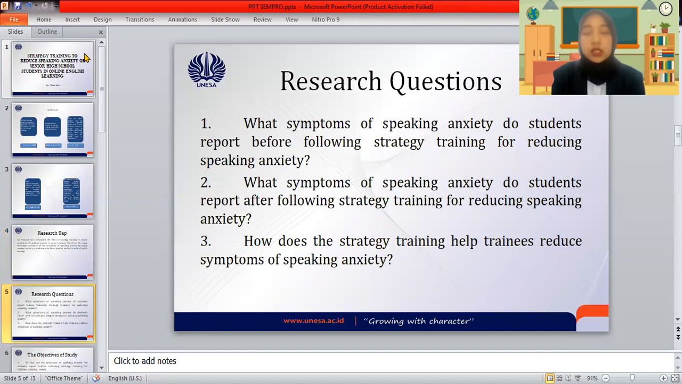There are 3 research questions of this study. The first is, what symptoms of speaking anxiety do students report before following strategy training for reducing speaking anxiety? The second, what symptoms of speaking anxiety do students report after following strategy training for reducing speaking anxiety? And the third is, how does the strategy training help trainees reduce symptoms of speaking anxiety?